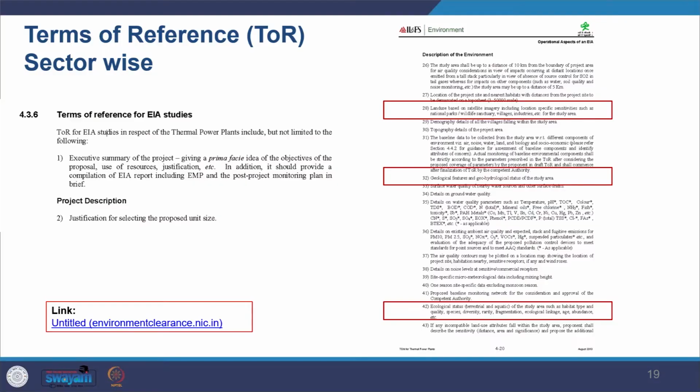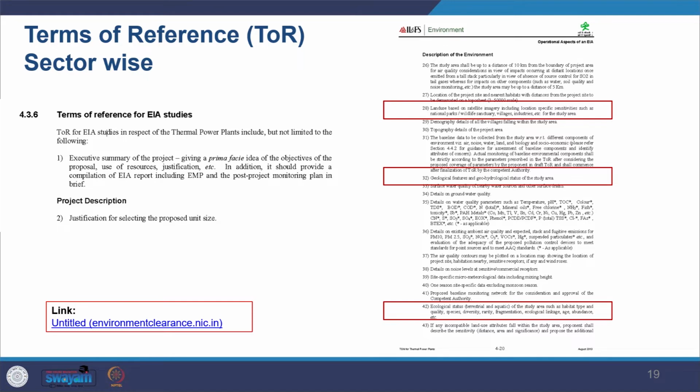So I'll be providing you some of the examples so you can look at them sector-wise, as per your interest, as per your domain. You can look into that. Here I have just snipped one of the examples. You can see how it is mentioned in the terms of reference. I have highlighted that in a box.